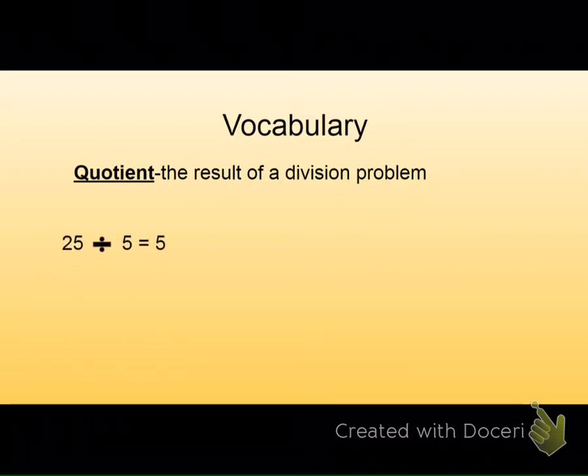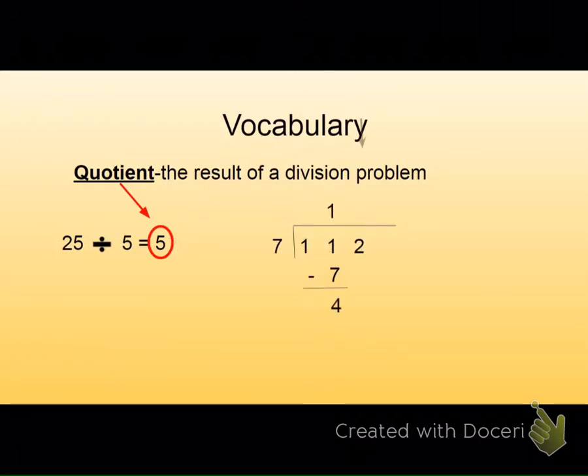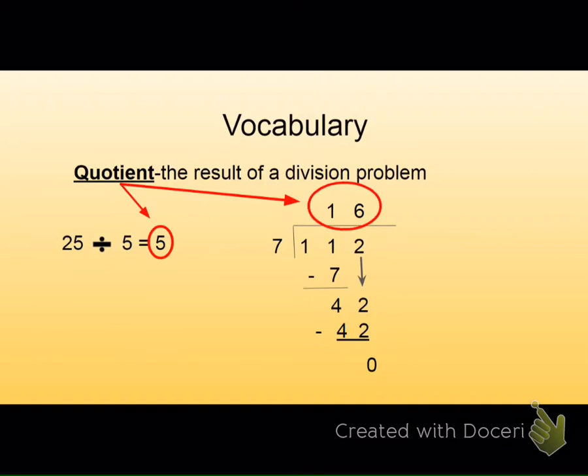Okay? So here we have an example. 25 divided by 5 is equal to 5, the 5 that I've circled there. That is our quotient. Here's another example of a quotient. 112 divided by 7. As we go through the steps, we multiply, we subtract, we divide, and then we get our answer, our quotient, which is 16. Those are two examples of a quotient. Go ahead and put those down into your notes.